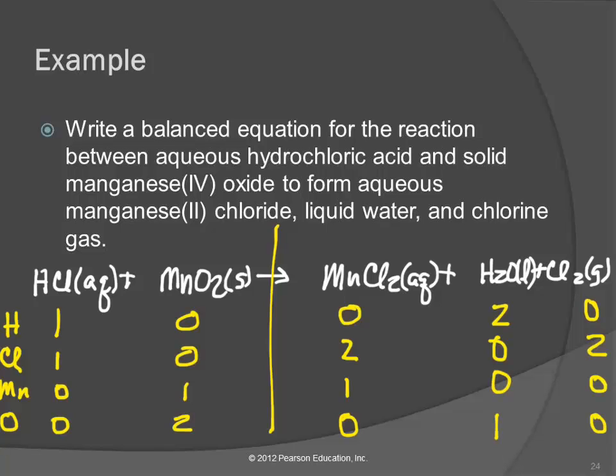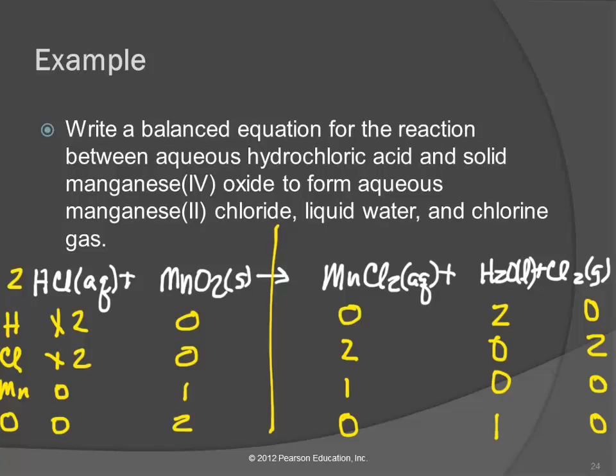Okay, so a lot of times just starting at the left with the first element seems to work out okay. So hydrogen, is the hydrogen balanced? No. We have two hydrogens on the right side and we only have one on the left side. So we need to put a coefficient of 2 in front of the HCl, and that changes this one, and it changes this one. Hydrogen's balanced. If we do anything to mess up the hydrogen, we'll have to come back and fix it again.